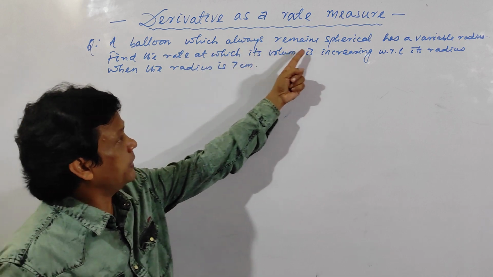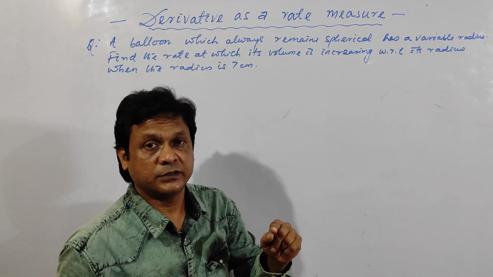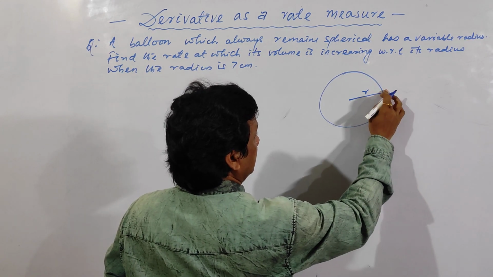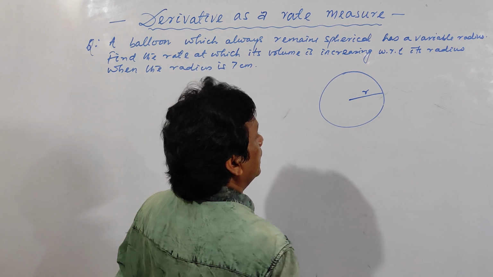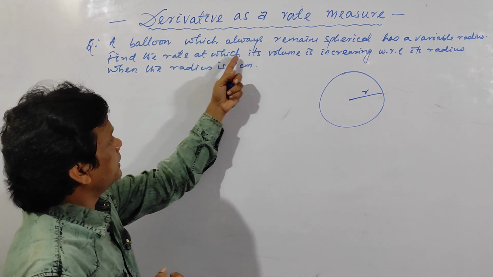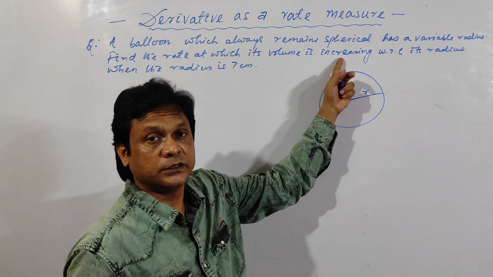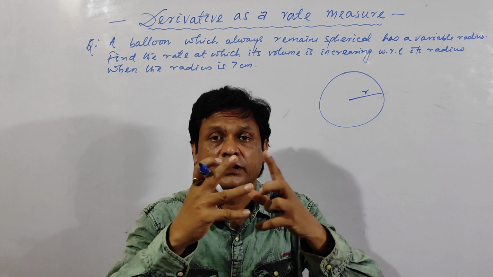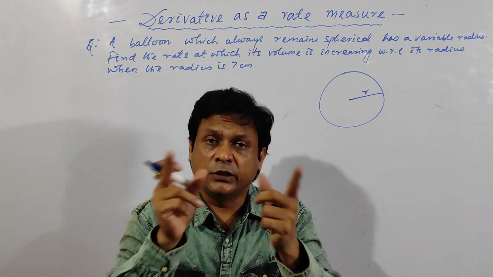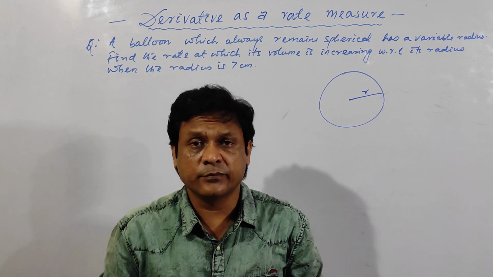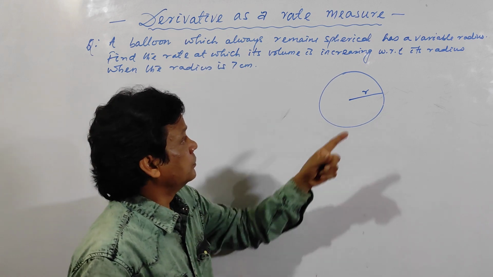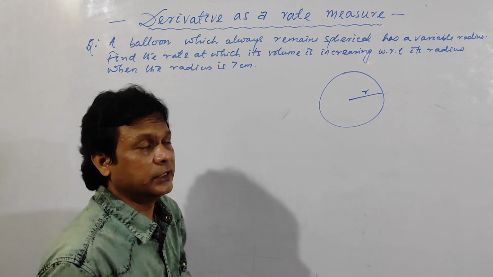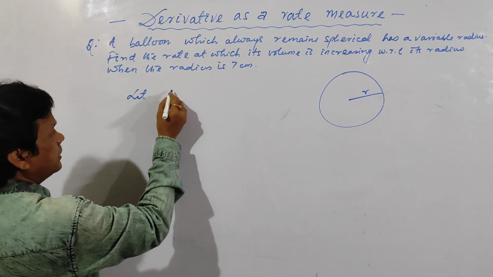A balloon which always remains spherical has a variable radius. That means it is a balloon and the radius I am taking as r. Find the rate at which its volume is increasing. That means in this case the balloon expands so that the volume will increase. And if the volume increases, then the radius will also increase. The question is that when the radius is 7 cm, what is the rate? Clear? See here, it's a very simple question.